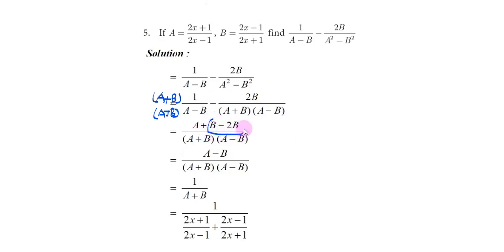What is b minus 2b? Okay, b means consider chocolate. Okay, x minus 2x, what is that? This is minus x, the same way b minus 2b means this is minus b. So (a minus b) by (a plus b) into (a minus b). A minus b cancel. That is equal to 1 by a plus b. Understood? Till here we can't simplify more, so let us apply our a, b values. So 1 by a value 2x plus 1 by 2x minus 1 plus b value 2x minus 1 by 2x plus 1. Understood?